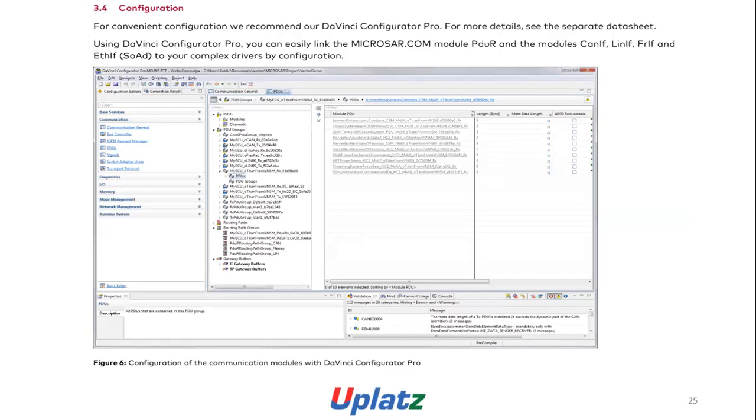Configuration. For convenient configuration, we recommend a downstream configurator. For details, see the separate datasheet. Using the DaVinci Configurator Pro, you can easily link the Microsar module PDUR and the modules CANIF, LINIF, FRIF, and ETHIF, SOAD to complex drivers by configuration. Figure: configuration of the communication modules with DaVinci Configurator Pro.